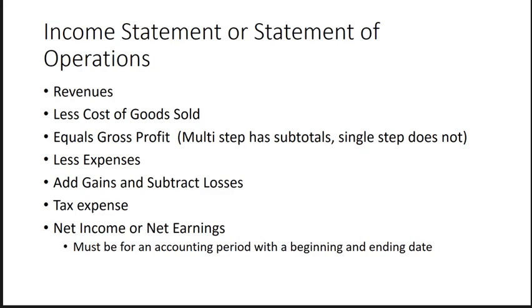Then, cost of goods sold is an expense. It doesn't say expense in the title, but it is an expense. It may be a special kind of expense. It's probably the largest expense. It's maybe the most important expense, but it's still an expense. Then we would subtract out the other expenses that are not cost of goods sold. If there are gains or losses, we would add the gains, subtract the losses.